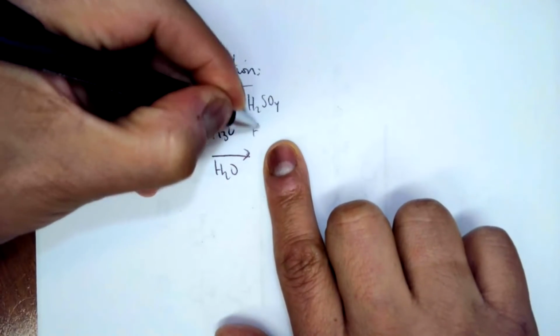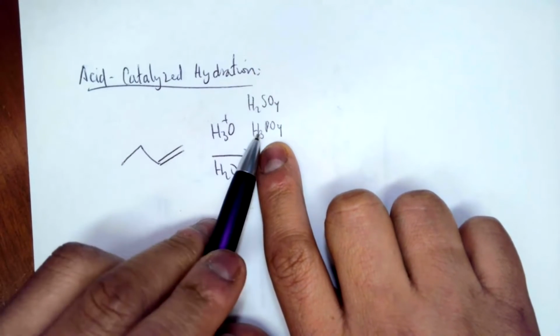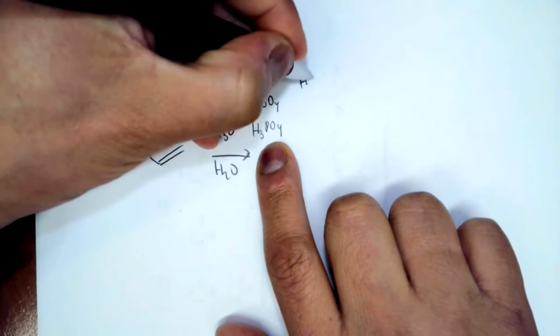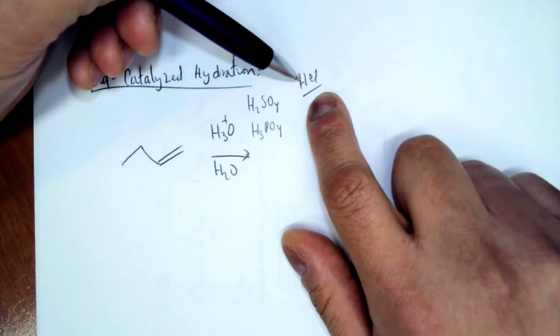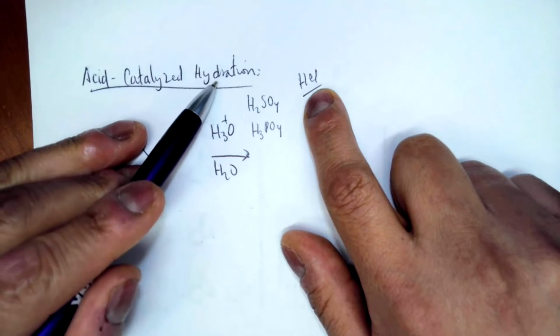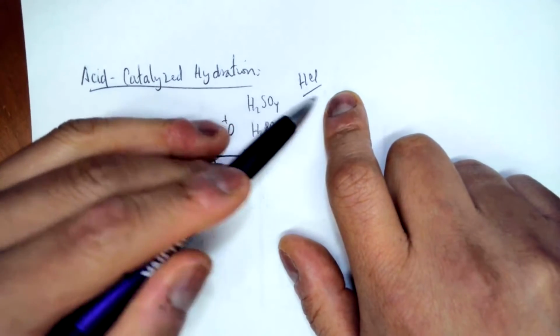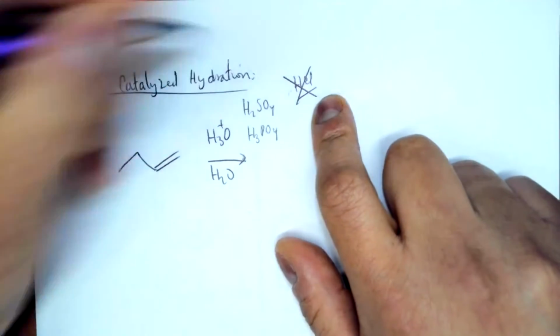Okay. I have seen also that people use phosphoric acid. They are strong acids. Can I use HCl? It's an acid as well. No, don't use HCl. Why? Because if you use HCl, you are going to compete hydration with hydrohalogenation. Remember, HCl, we used it for hydrohalogenation. So don't use it for hydration.